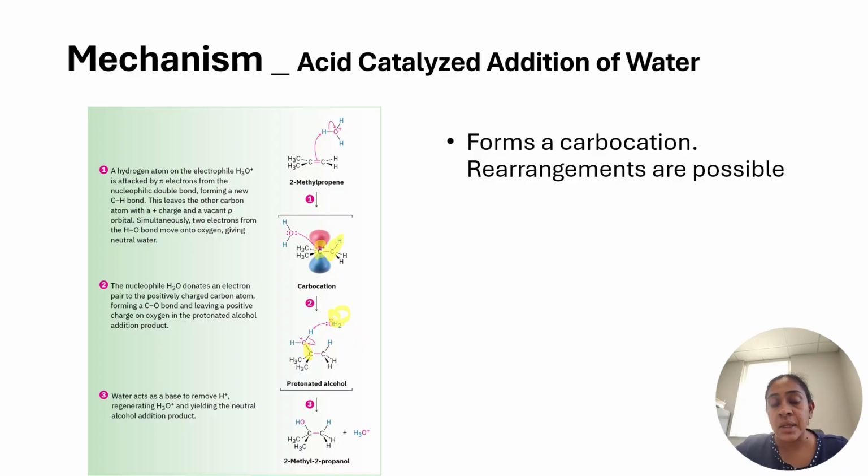Because this mechanism contains a carbocation intermediate, carbocation rearrangements are possible. When you solve these reactions, always check whether a hydride shift or an alkyl shift could produce a more stable carbocation before water attacks.